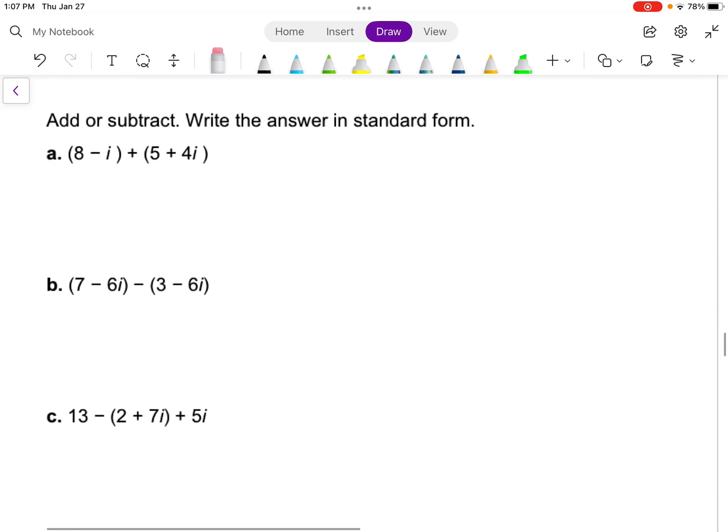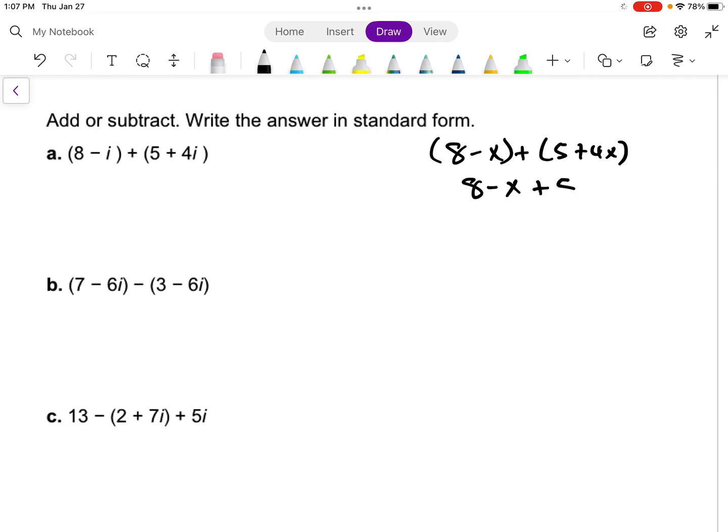So this says add or subtract, write the answer in standard form. So I've got 8 minus i plus 5 plus 4i. Well, this is just like, we did problems similar to this. If I gave you this problem, 8 minus x plus 5 plus 4x, we did this back in Unit 2 when we talked about adding polynomials. All I did is write them without the parentheses, right?